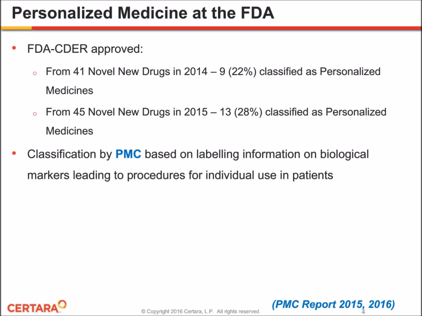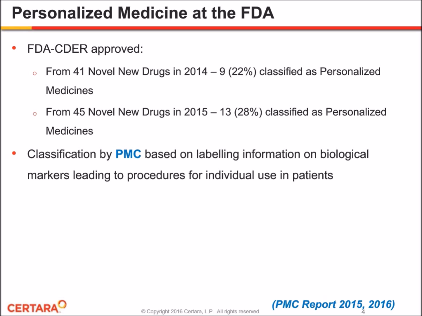The classification here was done by the Personalized Medicine Coalition, and the classification was based on the labeling information that was provided in the drug labels. And this information was based on biological markers which led to procedures of specific treatment to individuals or patients. Now, biological markers could be anything depending on the enzymatic status or the transporter status of the patients.